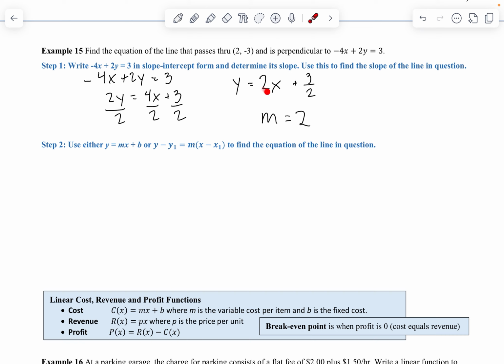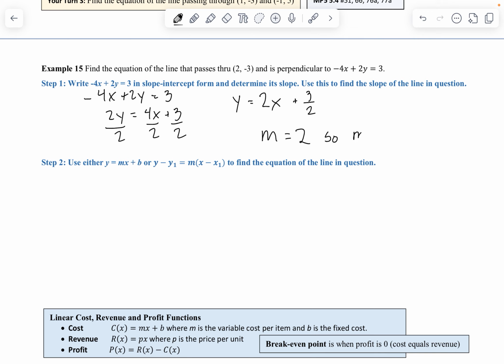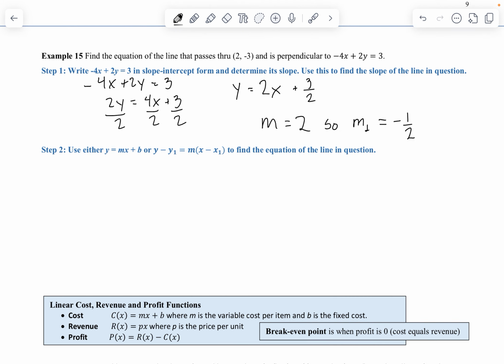So the slope of my line is 2, because the slope is the number in front of the x right here. So now I want to find the slope of the perpendicular line. For that, I need to take the negative reciprocal of 2. I'm just going to use this symbol, m with the little perpendicular subscript symbol. So 2 in fraction form would be 2 over 1. So the reciprocal of 2 over 1 is 1 over 2, or 1 half. The negative reciprocal would be negative 1 half.